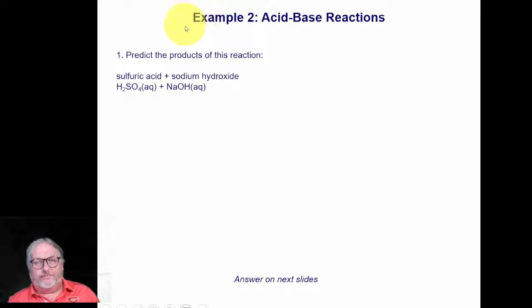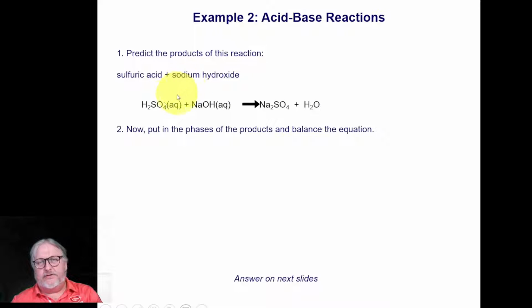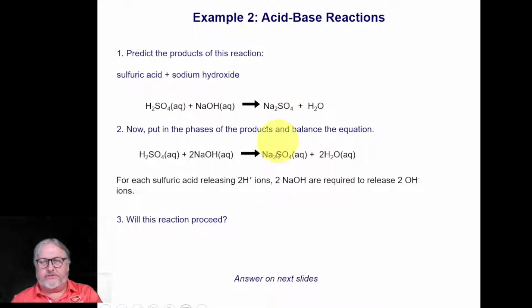Let's look at one more. Predict the products of this reaction: sulfuric acid plus sodium hydroxide. Both of those are aqueous. To predict our products, the sodium will displace the hydrogen, so you're going to have Na2SO4, and you're going to produce water. Now let's put our phases in. That's going to be aqueous, and that's going to be aqueous because of the SNAP rules.